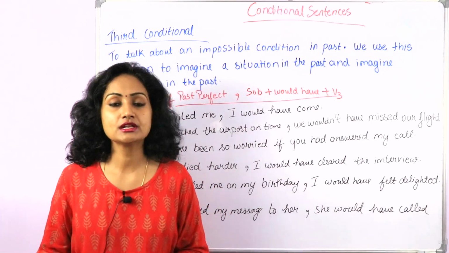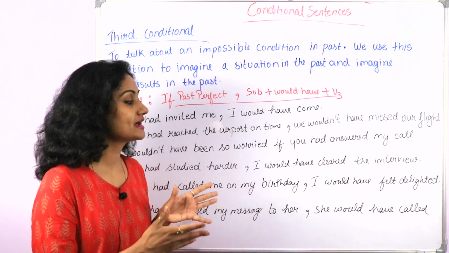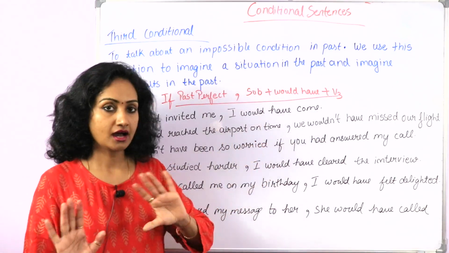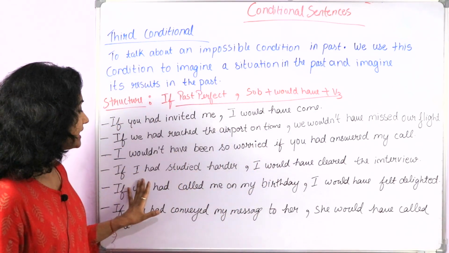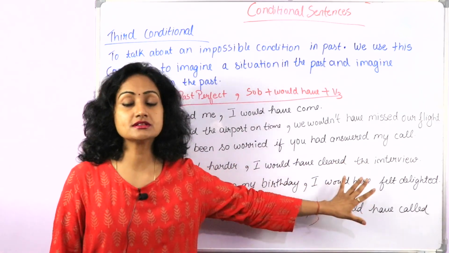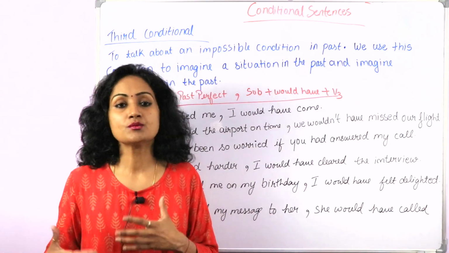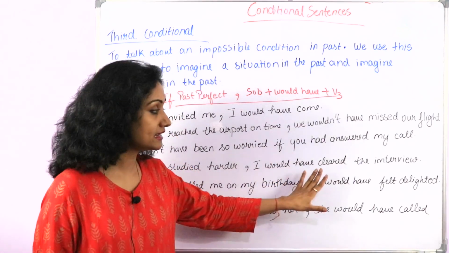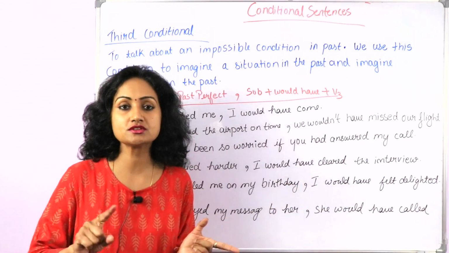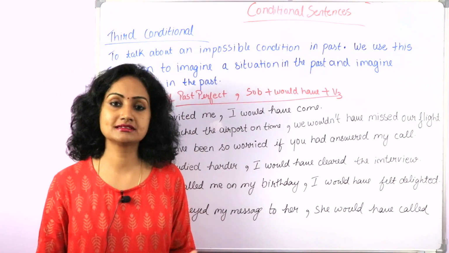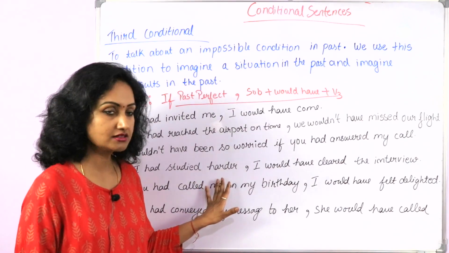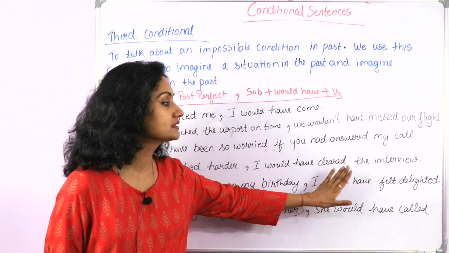Okay, here I want to tell you one more thing. In place of would have, we can use could have or might have also in this situation. How? Let me tell you. If I had studied harder, I would have cleared the interview. So here the situation is that I didn't study properly and that's why I failed the interview. Okay, so again we are talking about a past situation. We cannot change it, but this is just an imagination that if this had been a situation in past, then I would have cleared the interview.